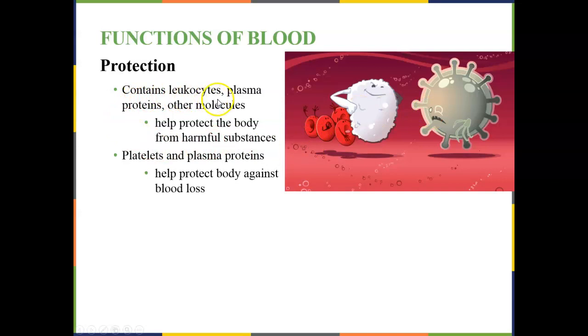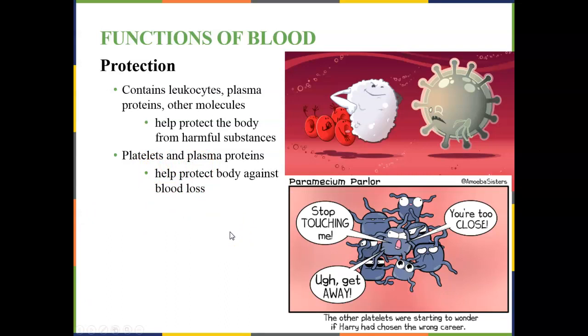We have white blood cells, leukocytes, that protect the body. Some are non-specific protectors and some are specific protectors, which we'll talk about when we get into the lymphatic and immune system. We also have platelets. Platelets are small pieces of a larger cell called a megakaryocyte. Platelets aggregate together and protect from blood loss. So when you have damage to a blood vessel, platelets will aggregate at that site and form the beginning of a blood clot.